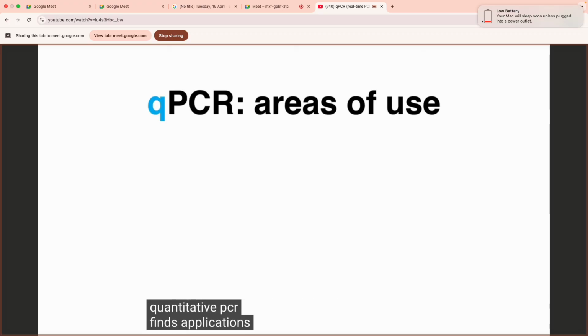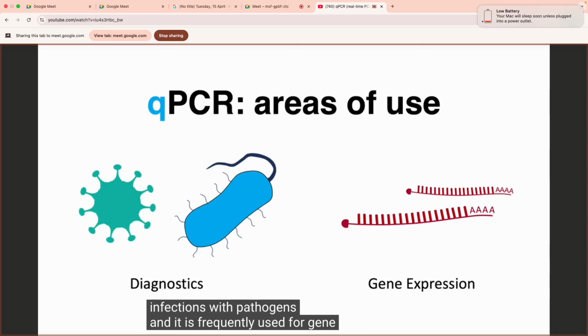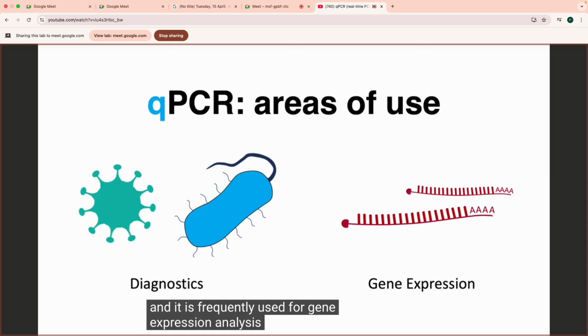Quantitative PCR finds applications in various fields. It can be used for diagnostics to detect infections with pathogens, and it is frequently used for gene expression analysis.